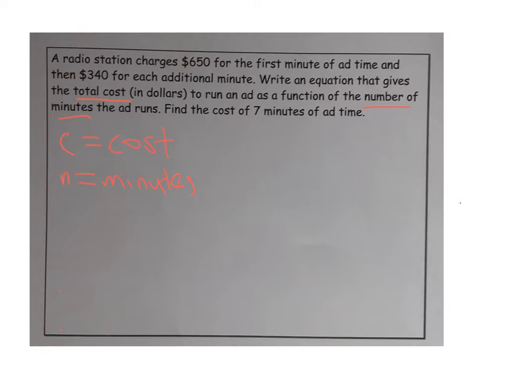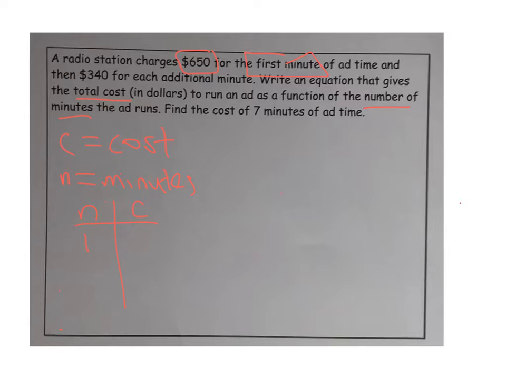So it says up here that it's $650 for the first minute. And the amount of minutes is going to determine the cost. So the number of minutes is sort of like the x part. It's the independent variable that determines the cost. So that's where we're going to treat it sort of like x.